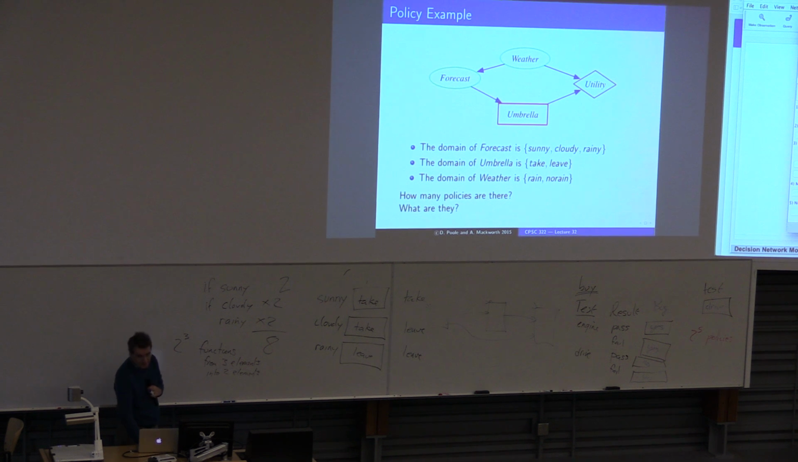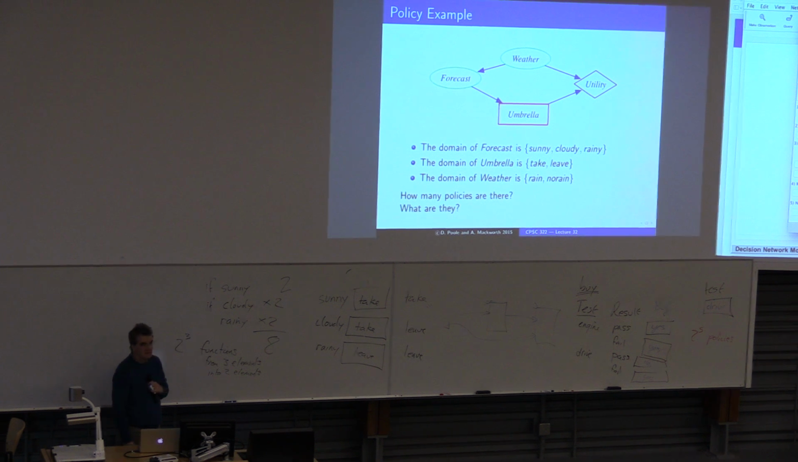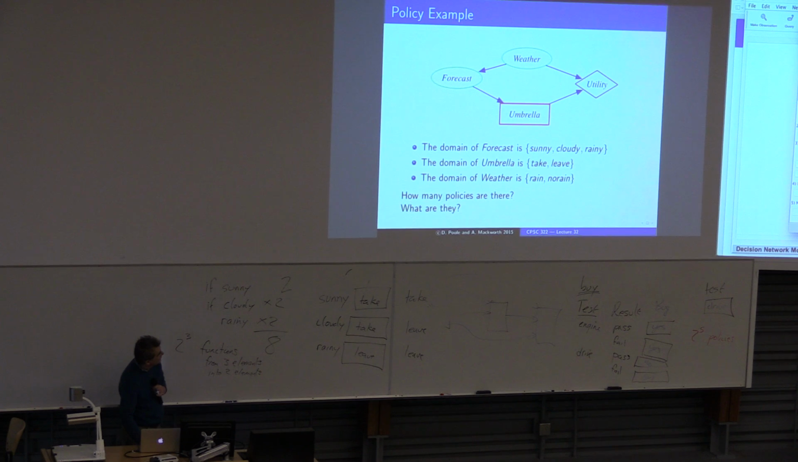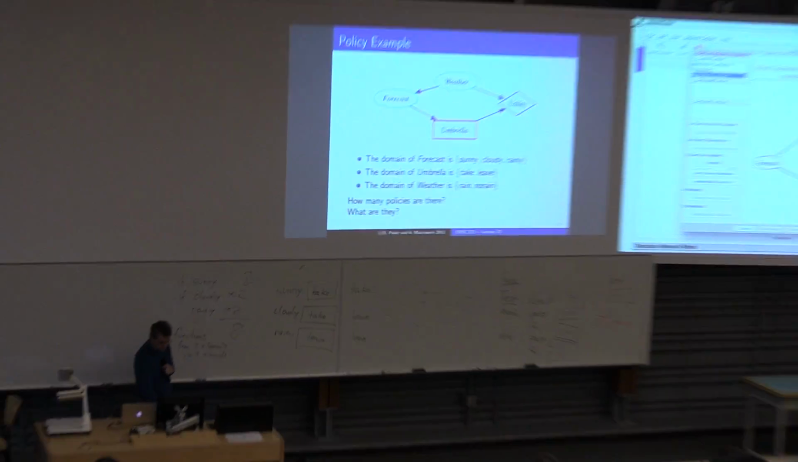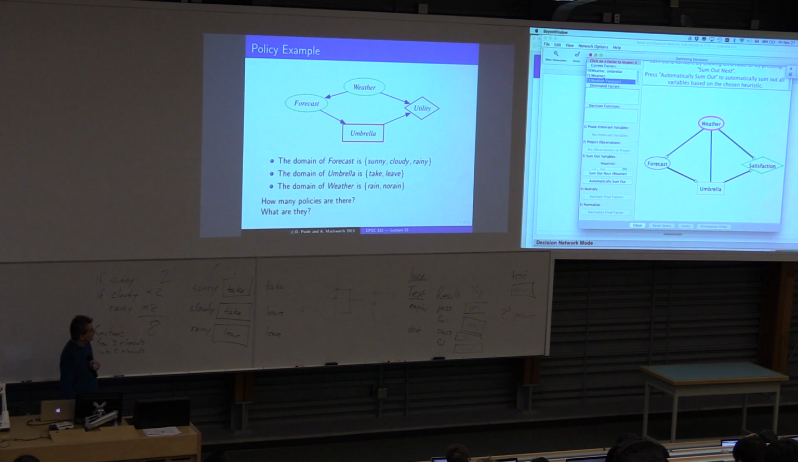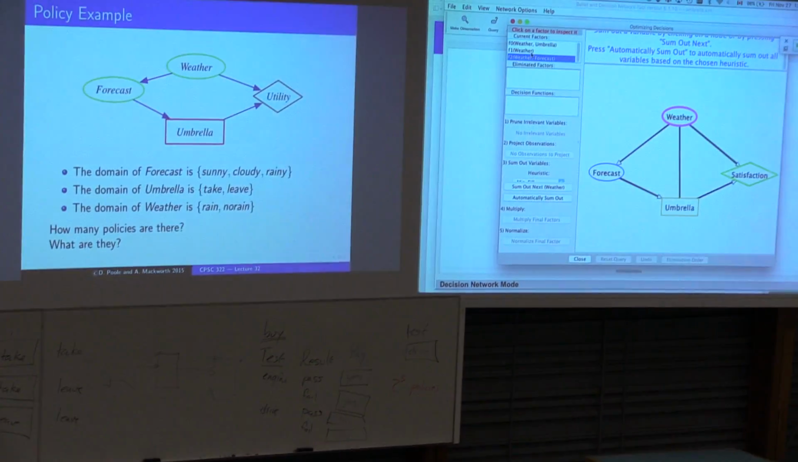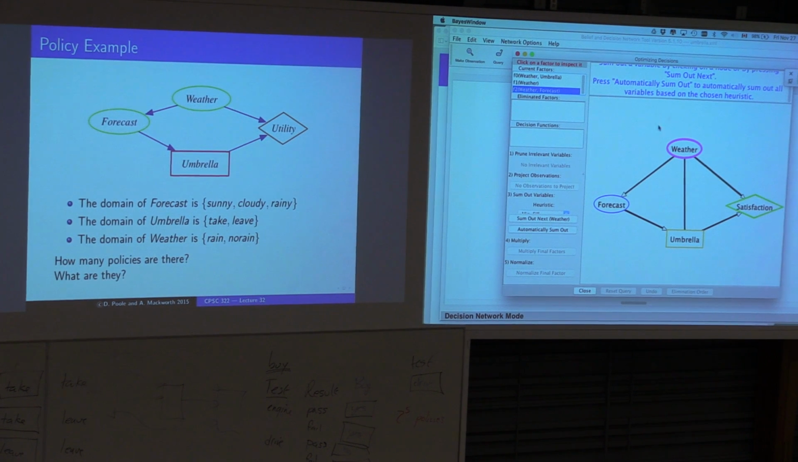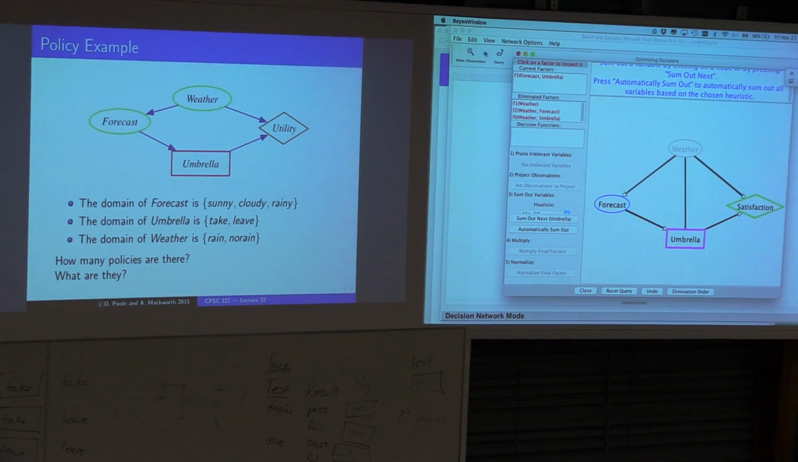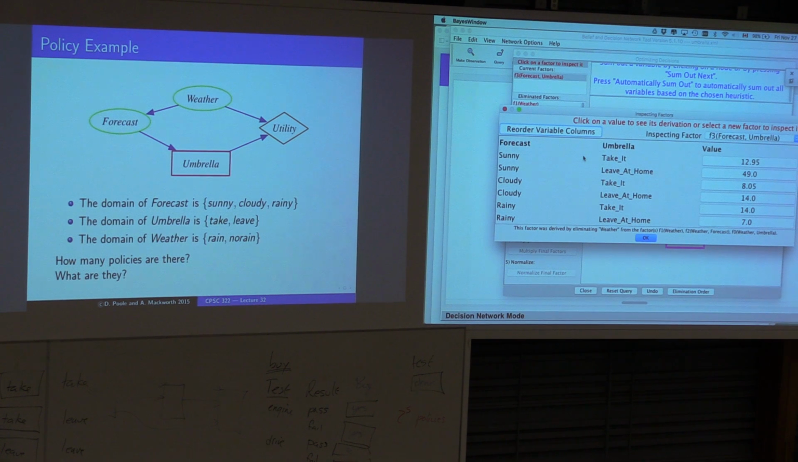So what we're going to do is sum out weather. There are my three factors up in the top left. What are we going to end up with a factor on? Yeah, we're going to end up with a factor on forecast and umbrella. And if we do that, we end up with this table here. This is exactly the same thing we've done before.